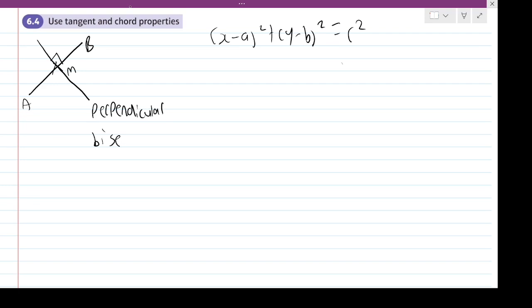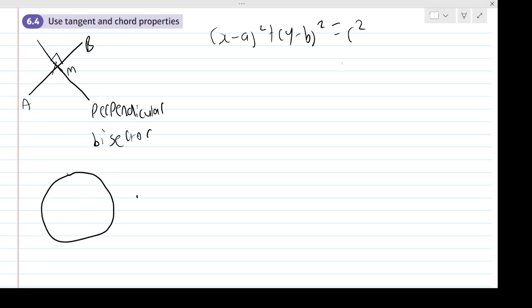Again, the name kind of gives it away. Perpendicular meaning it's perpendicular to the line, and bisector meaning it goes through the middle, so it has to split the line into equal halves. Why is that important again? So chords, in a circle, any straight line inside a circle is a chord. As an example, this would be a chord. That is a chord. That's a chord, and I can keep going. Any line inside a circle is called a chord.